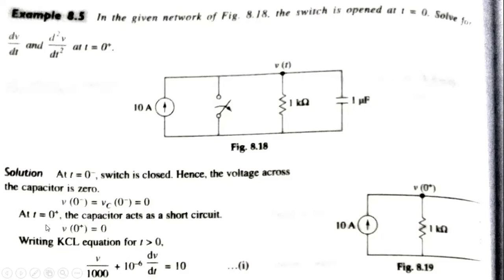Similarly, whenever t is equal to 0 plus, the capacitor will act as a short circuit. So here will be a short circuit, here will be the resistor, and here will be the current, that is 10 ampere. V of 0 plus, here will be the 10 ampere, V of 0 plus, here is the R, here is the C.